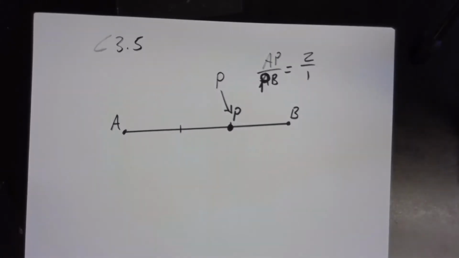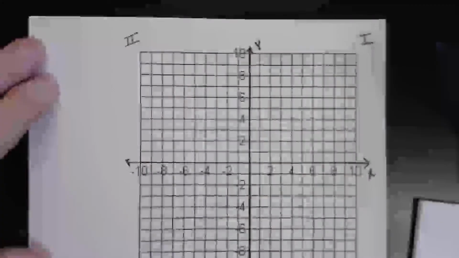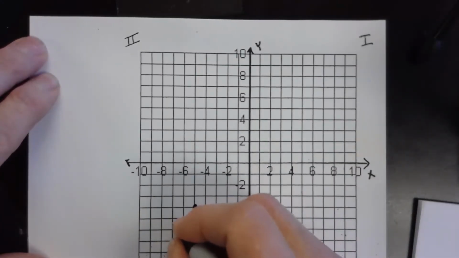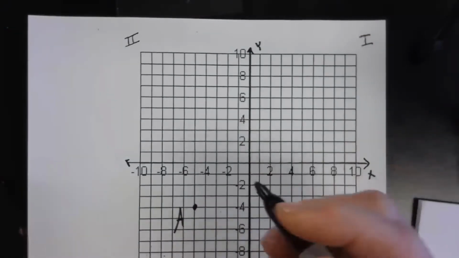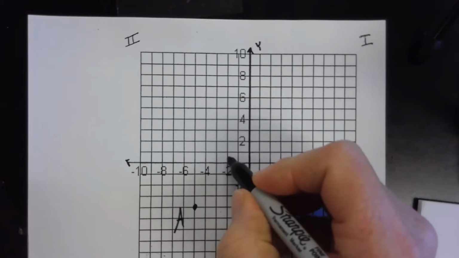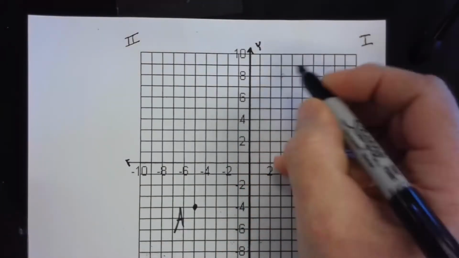Okay. Now that's all fine when we have a segment like this. When we have it on a coordinate plane, I'm going to do this kind of an easy way. I'm going to cheat a little bit. But I have this directed segment AB again. Let's say we'll put B right there.